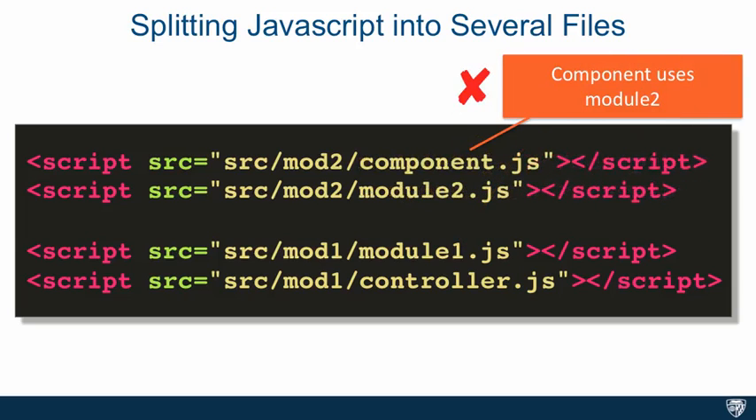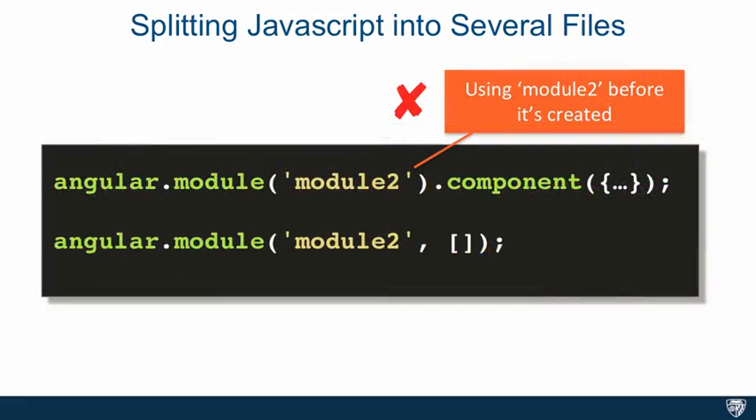However, what you absolutely cannot do is declare an artifact for a module before you create that module. The reason why this is going to result in an error is because pasting the contents of those two files in that order would roughly produce something like the following. As you can see, we are retrieving an instance of module 2 and declaring a component on it as the first step. However, the module itself isn't even created until the second line of code. This would obviously result in an error.